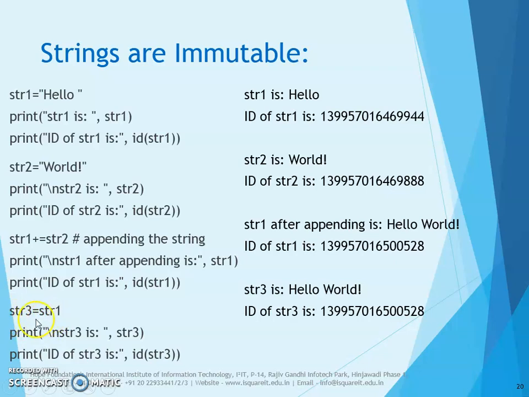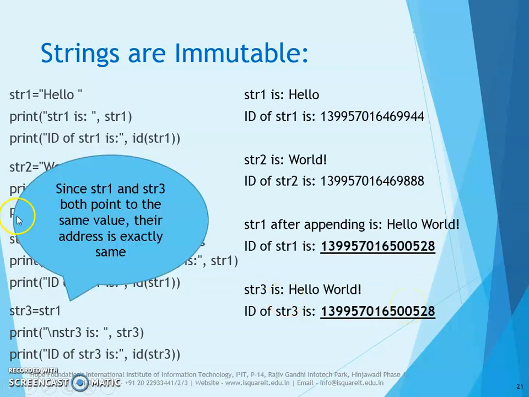Simply we are assigning the value of str1 to str3, and again we are printing the data and the address of str3. So the value of str3 will be the same as str1, that is hello world, and the address is displayed here. Now you can observe this address and this address, both are the same. Why? Because str1 and str3 both point to the same value. Both these variables are pointing to the same value. That's why they have exactly the same memory address.